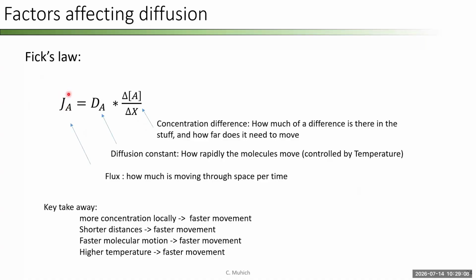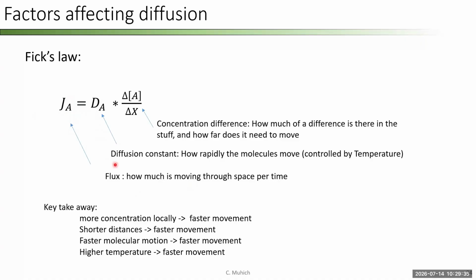So here we have flux J of molecule A. This is how much stuff is moving through space per time. And that is equal to our diffusion constant. This is a constant that says how fast the molecules are capable of moving, and this is controlled by temperature.